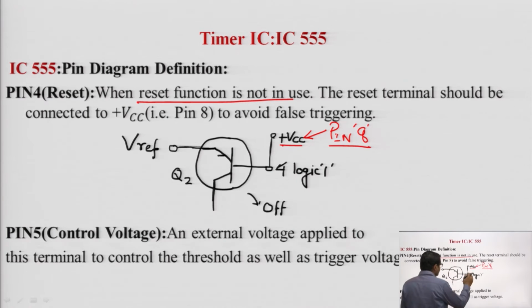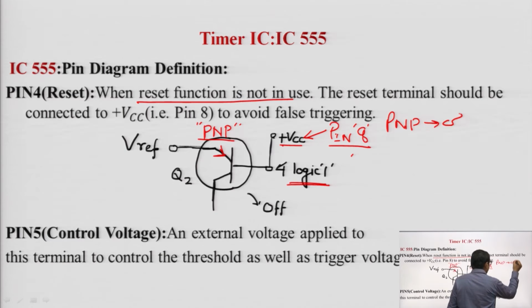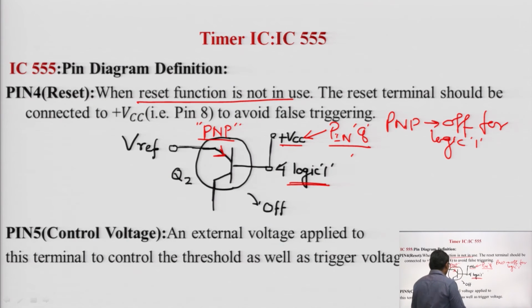Power supply means a positive value, that is logic 1. And in logic 1, this will be the PNP transistor, and the PNP transistor is off for logic 1. Off means it behaves as an open circuit. This will be the open circuit.